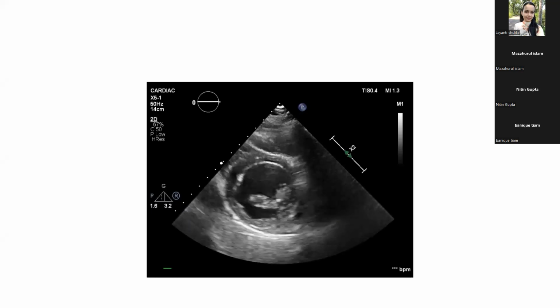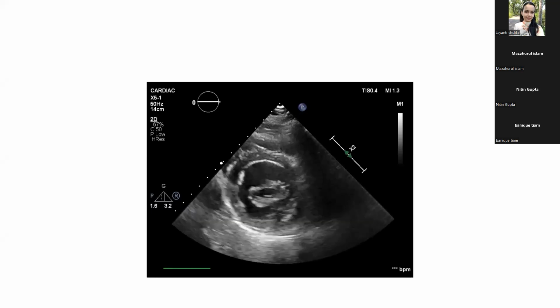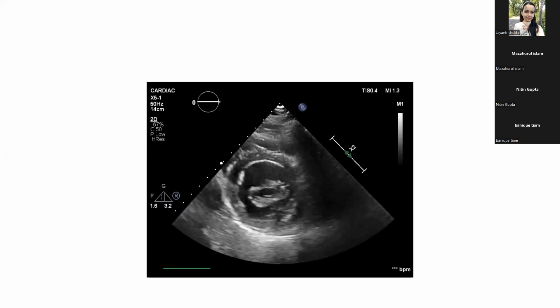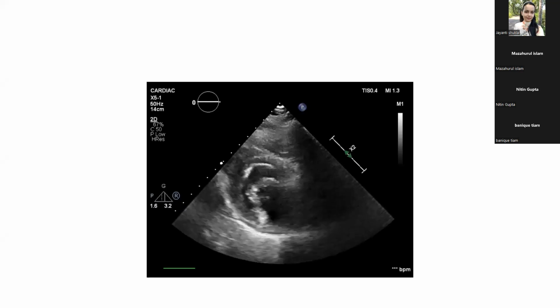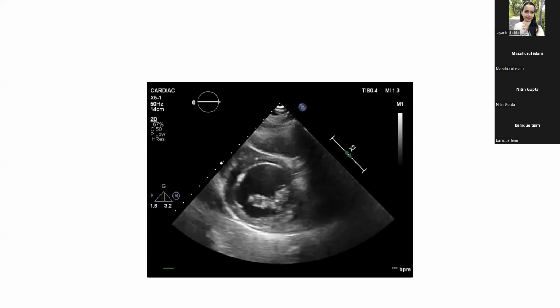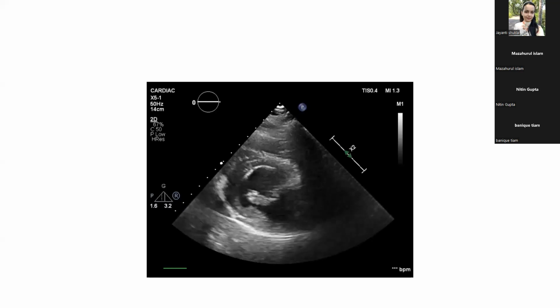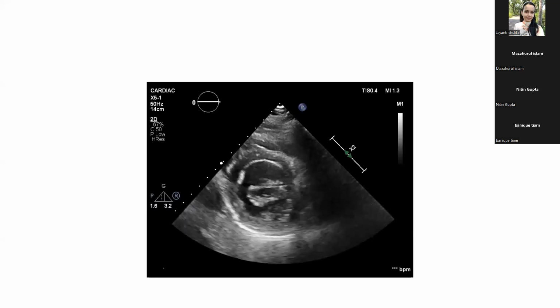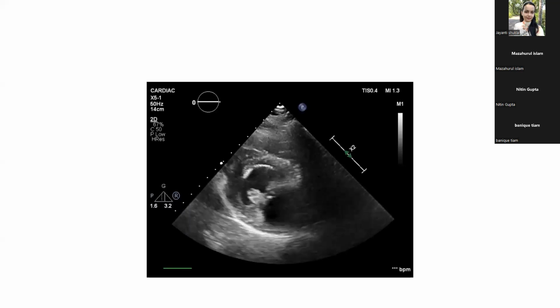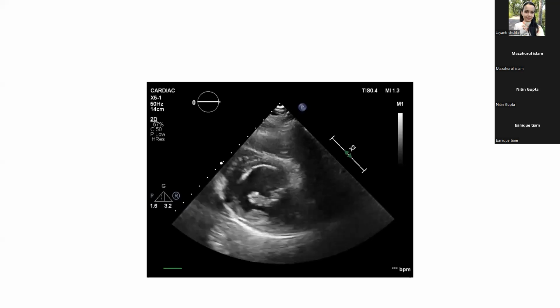Maximum jet velocity and 4 V square, we will get right ventricular systolic pressure. If you trace it out, you get both the peak and mean pulmonary artery pressure. How much is normal pulmonary artery pressure? 25 is normal. Fine.